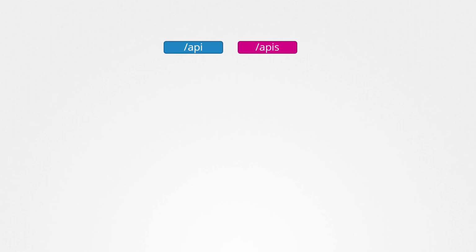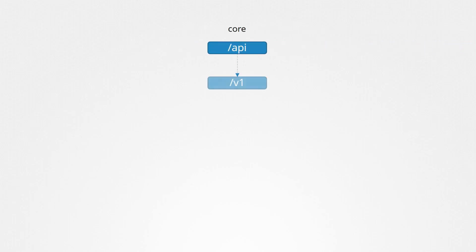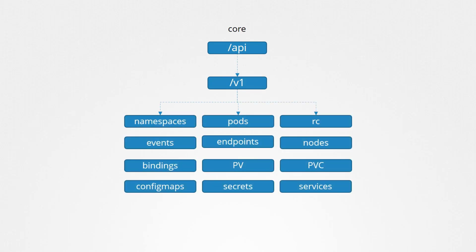These APIs are categorized into two: the core group and the named group. The core group is where all core functionality exists, such as namespaces, pods, replication controllers, events, endpoints, nodes, bindings, persistent volume claims, config maps, secrets, services, etc.